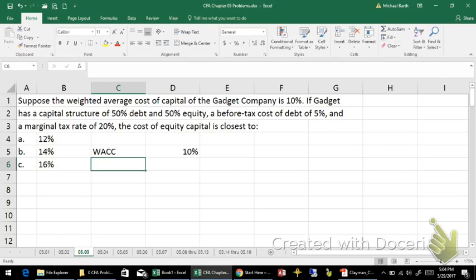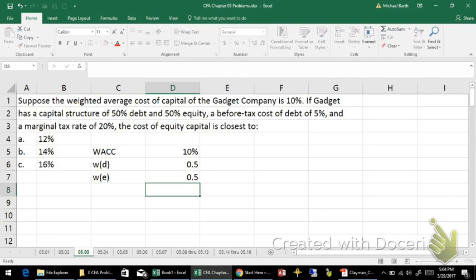That the capital structure is 50% debt and 50% equity. So the weight of debt would be 0.5 and the weight for equity would be 0.5. I have a before tax cost of debt, RD, of 5% and a tax rate T of 20%.